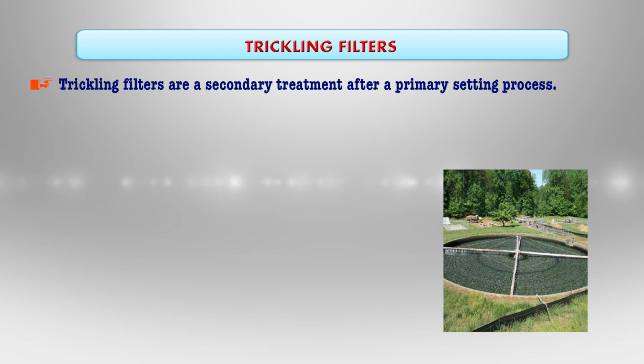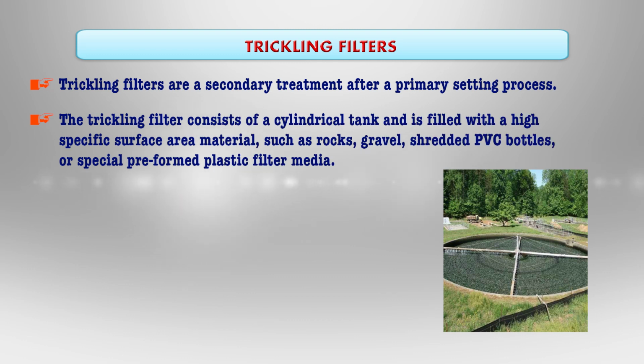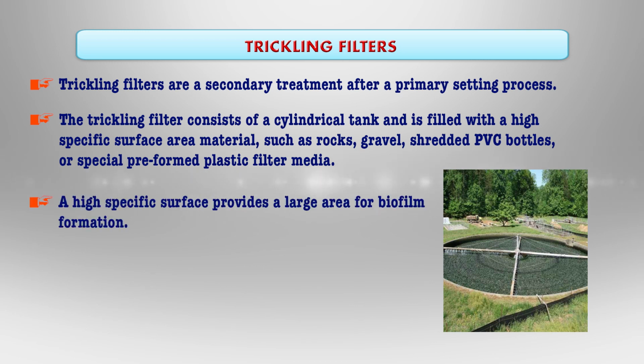These trickling filters are secondary treatment after a primary settling process. They consist of a cylindrical tank filled with high specific surface area material like rocks, gravel, shredded PVC bottles, or special pre-formed plastic filter media. A high specific surface provides a large area for biofilm formation.